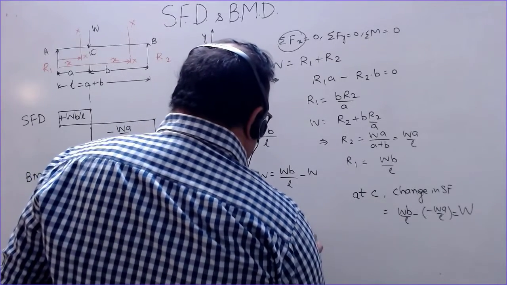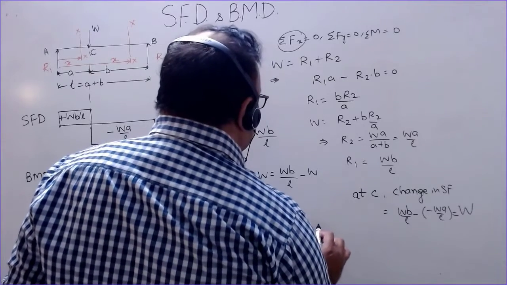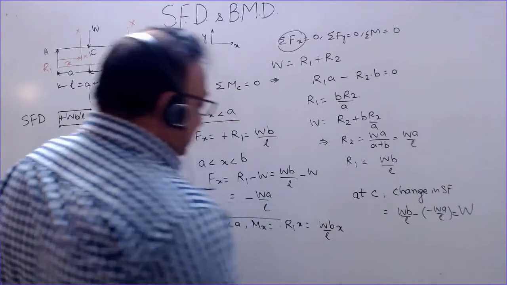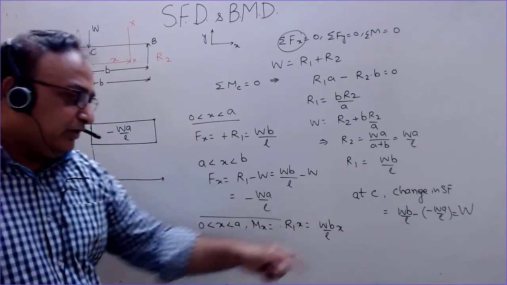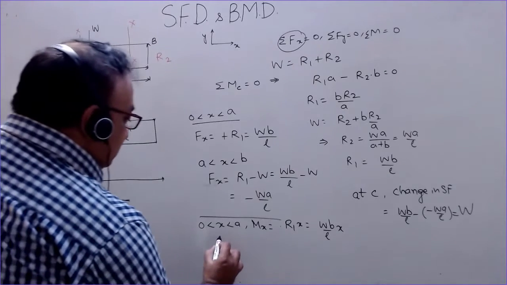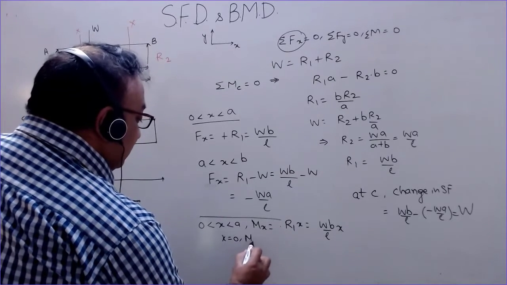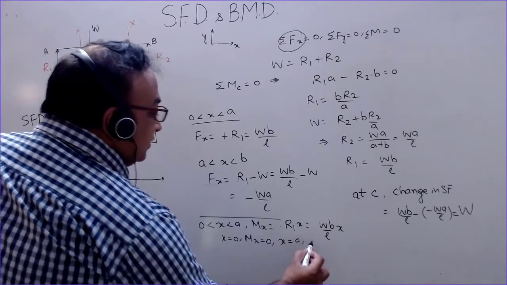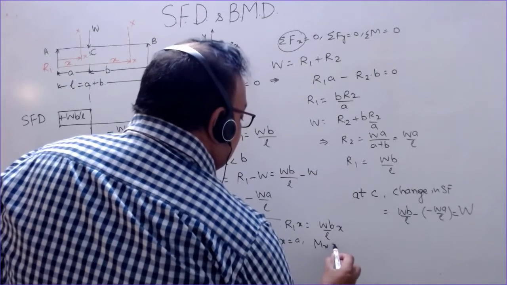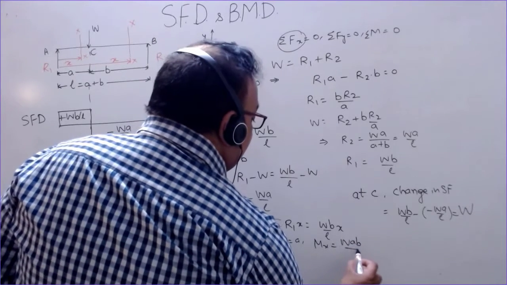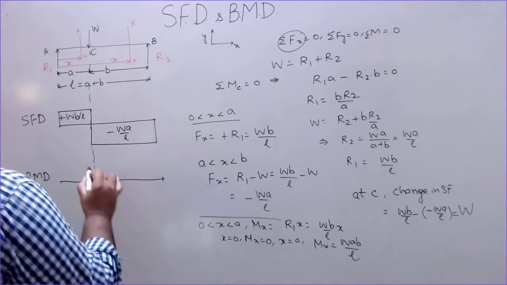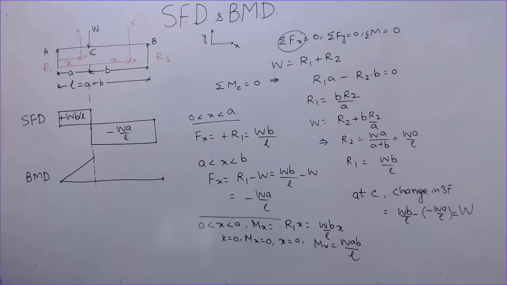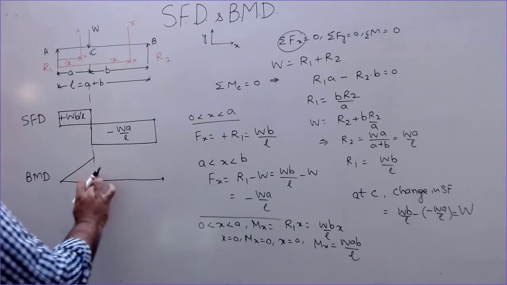So R1 into x, R1 is Wb by L, into x. So this is a straight line, y is equal to m x, positive. So at x equal to 0, bending moment is 0, and at x equal to a, bending moment is Wab divided by L. So here it is 0, this is a straight line, and the bending moment here is Wab divided by L. This will be its maximum value.